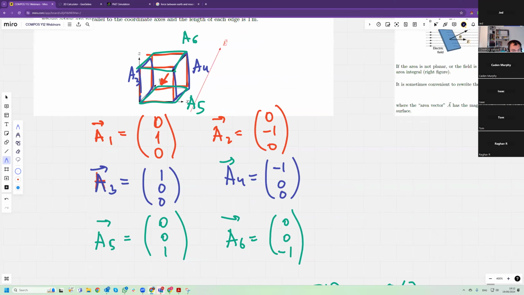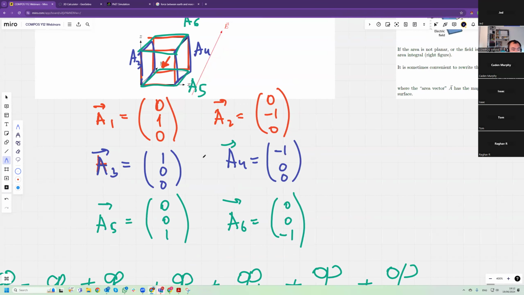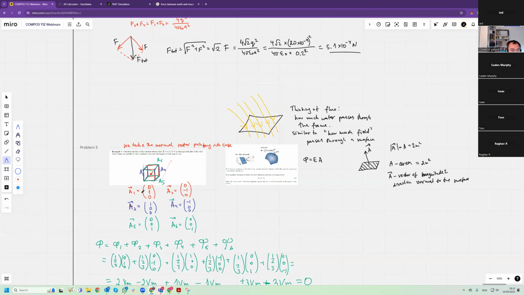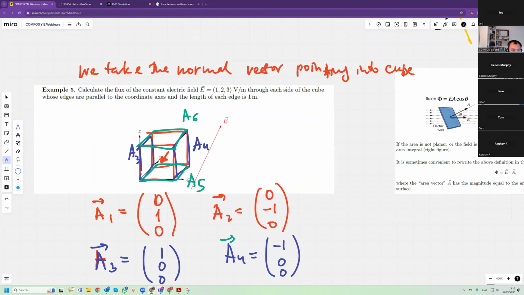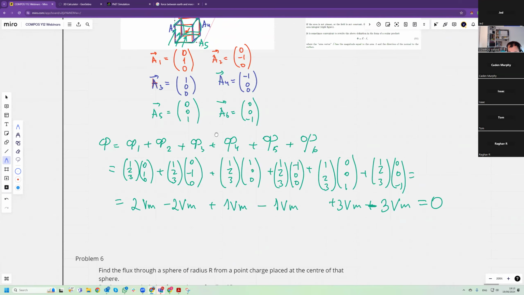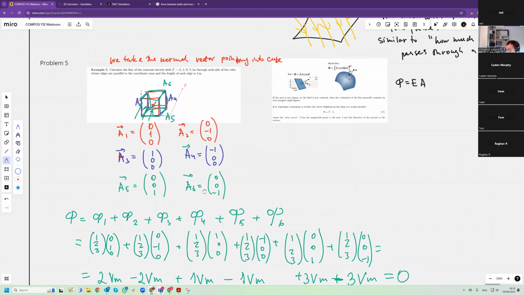You have the flux going through the red surface is, what was it, 2 voltmeters. 2 voltmeters is the flux going through that surface. And minus 2 is going through the back surface. Well, of course, because the amount going in through the front is equal to the amount going out through the back because it's a uniform field. Okay. Hope that makes sense.